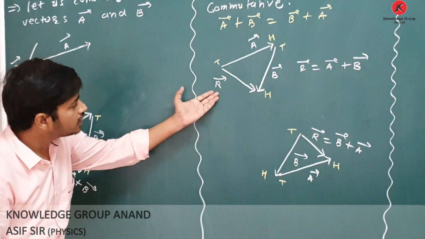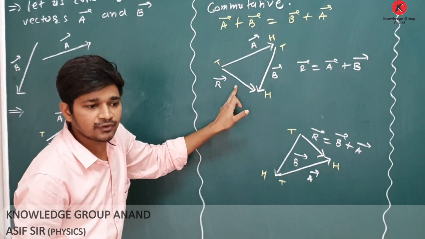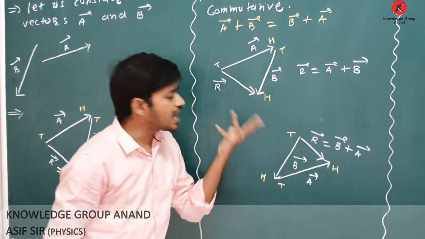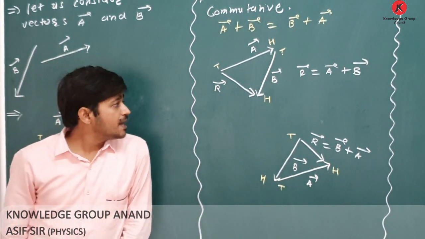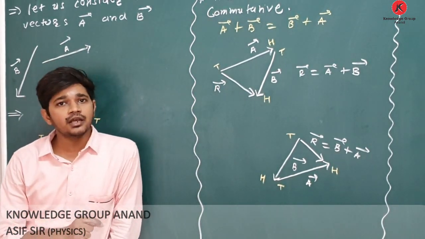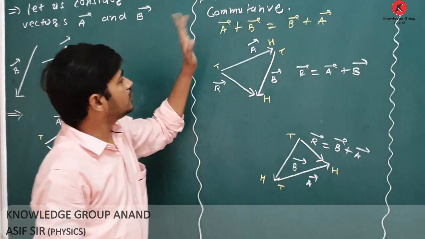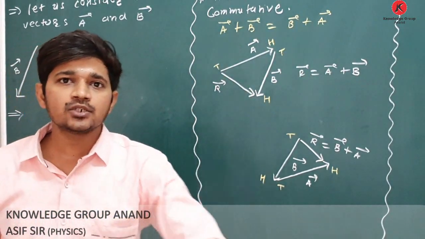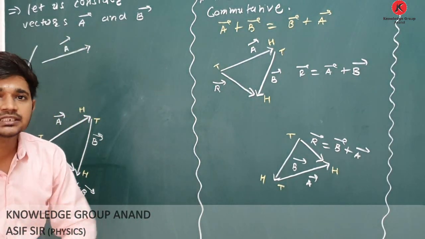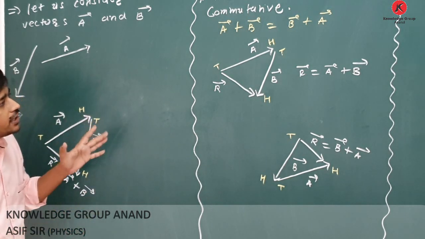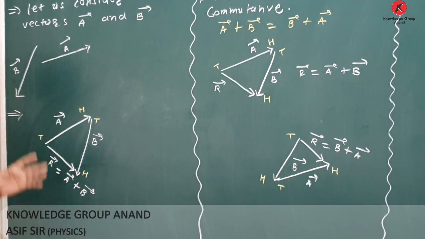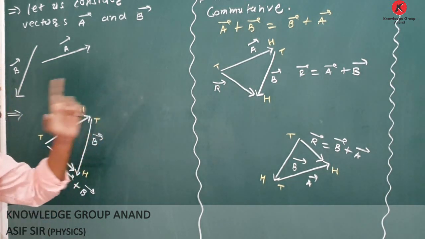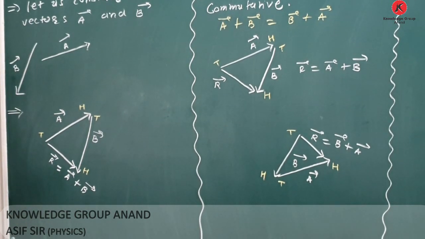So see, from this figure you can say the resultant vector of A plus B and the resultant vector of B plus A are in the same direction and their magnitude is also the same. Clear? So yes, vector addition is commutative. If you find A plus B or B plus A, your answer will be the same. Clear? How to find vector addition? With the help of the triangle method. Clear? Now we will see the next method, which is known as the parallelogram method.